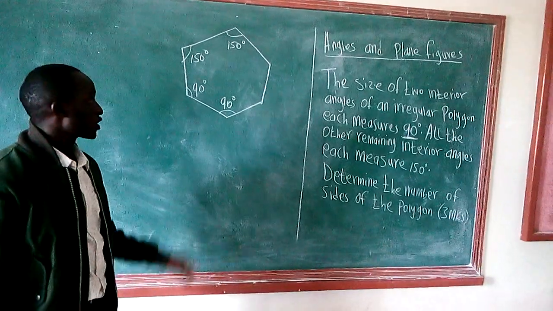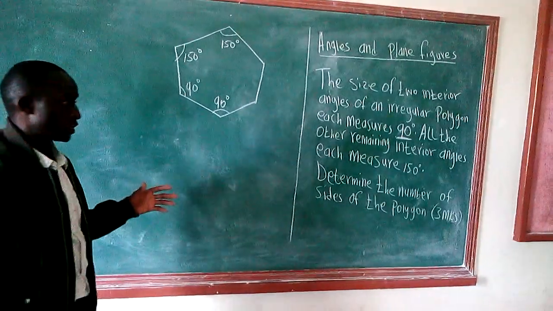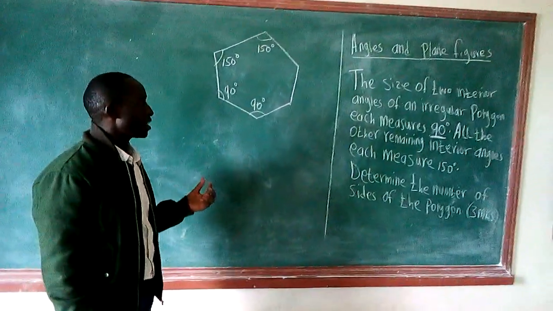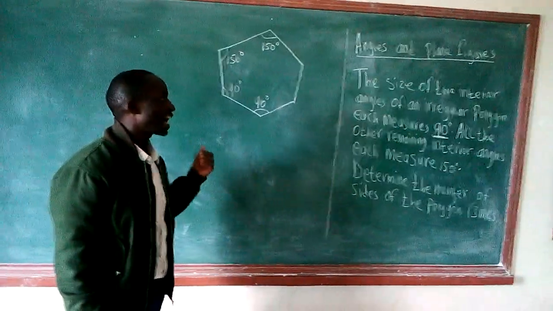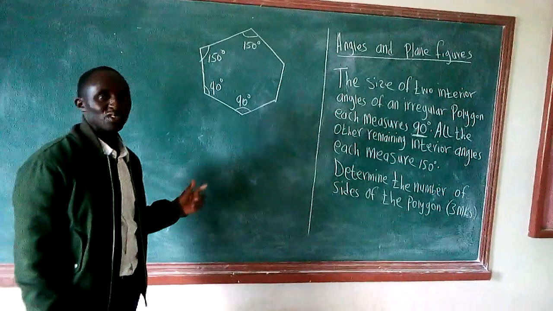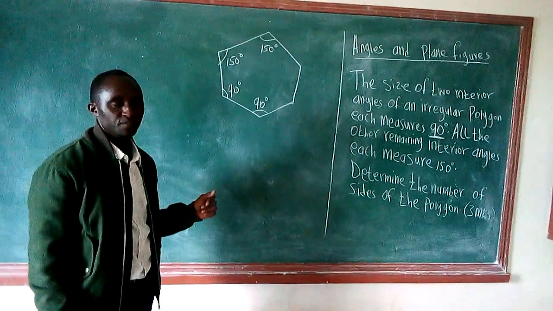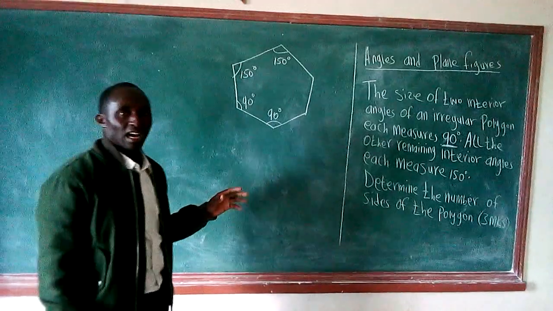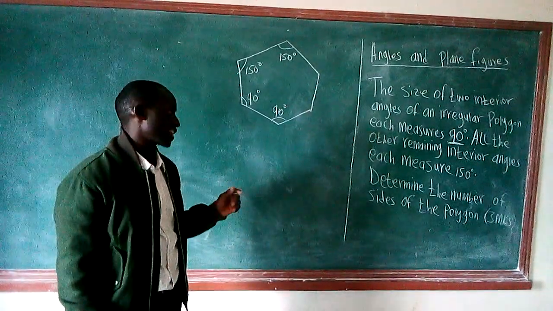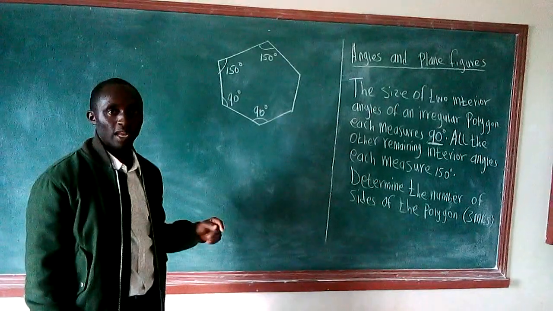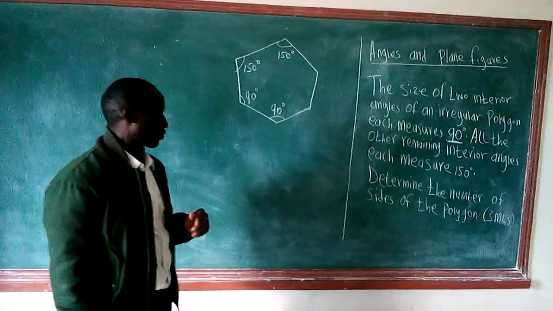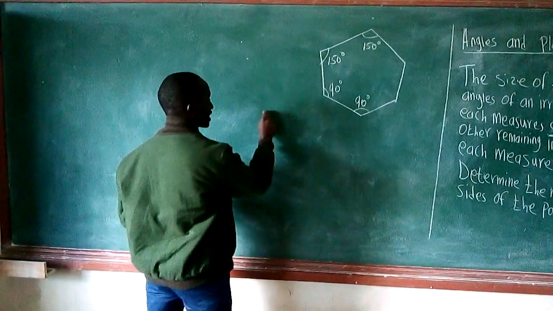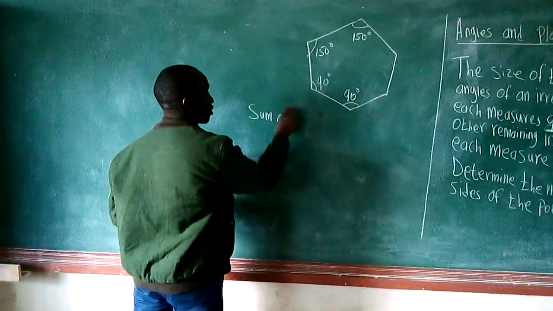Therefore, what we know when it comes to a polygon is that we have the sum of interior angles and we have the formula for finding the sum of interior angles. The other thing, learners, you need to note down properly is that the number of angles is equivalent to the number of sides of any irregular polygon.